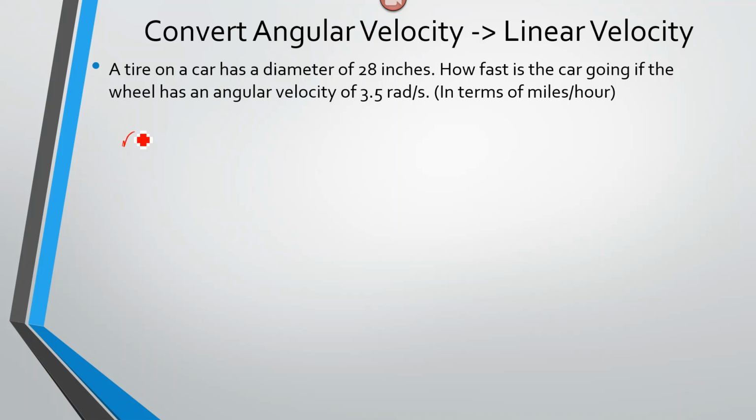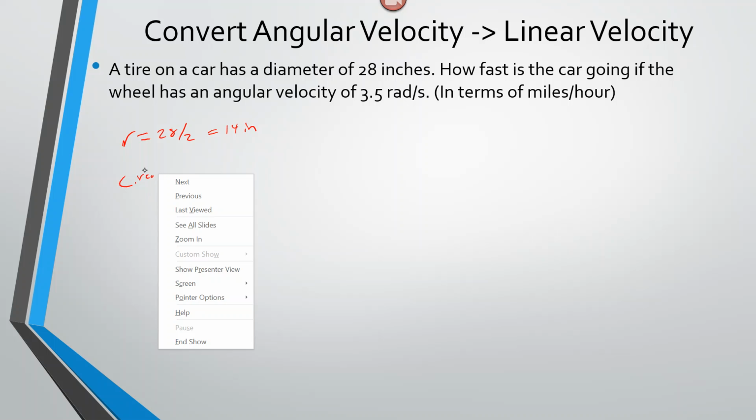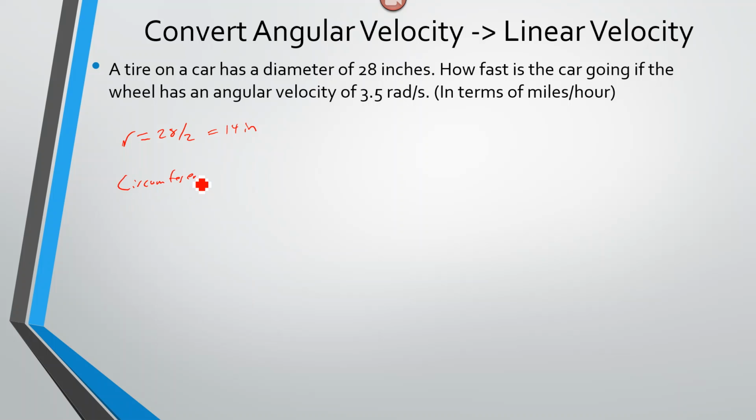So our radius equals 28 divided by 2, which is going to give us 14, and that's in inches. So circumference, what we're going to use is 2 pi times 14 inches equals 87.96 inches. Okay, so that's how far you're going to move for every rotation of the tire.